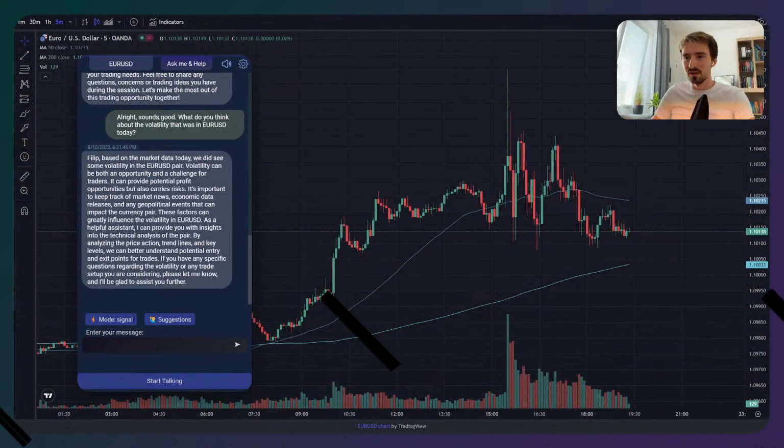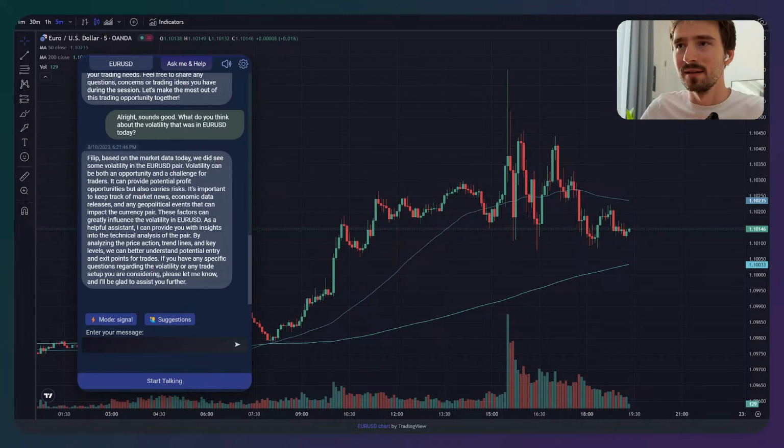By analyzing the price action, trend lines, and key levels, we can better understand potential entry and exit points for trades. If you have any specific questions regarding the volatility or any trade setup you are considering, please let me know, and I'll be glad to assist you further.